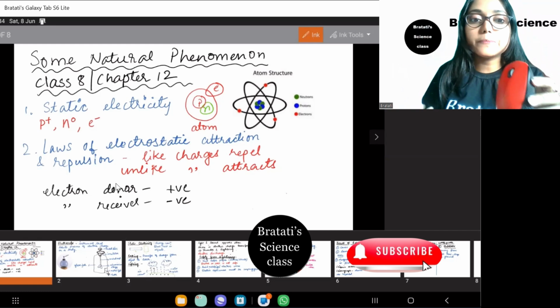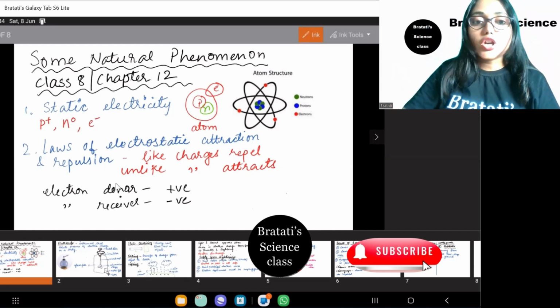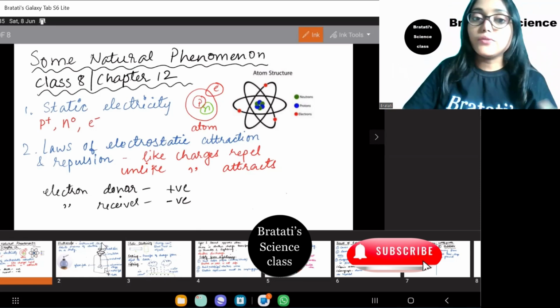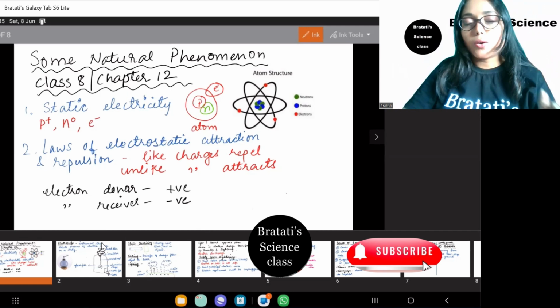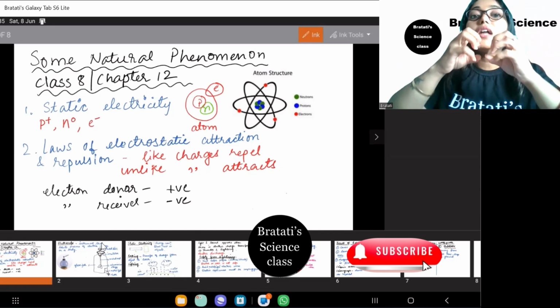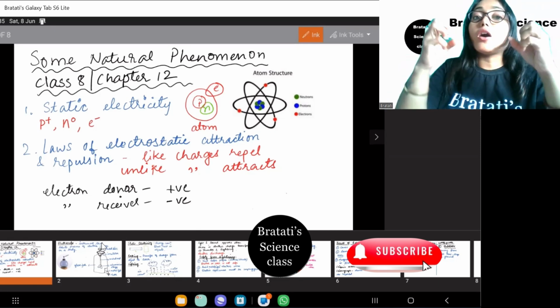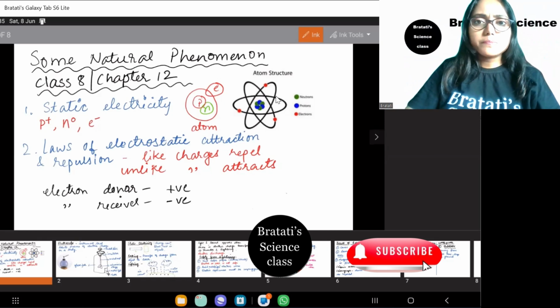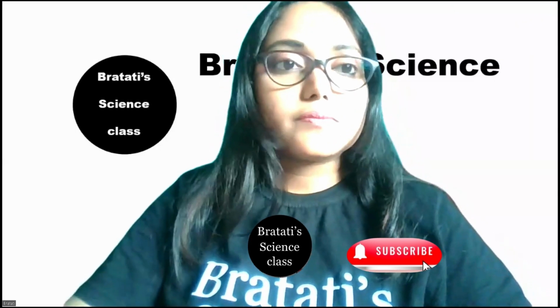So I think it's clear. The electron donor, we call it positively charged. And if it is an electron receiver, the object is becoming negative in charge, right? Now, as we know the magnetic properties, in that we have seen that like poles will repel each other and opposite poles will attract each other. So let's see what is happening. I will be showing this now.